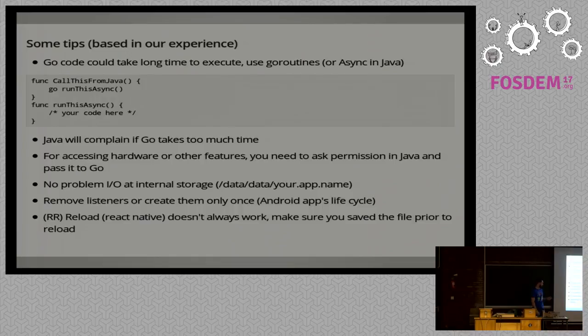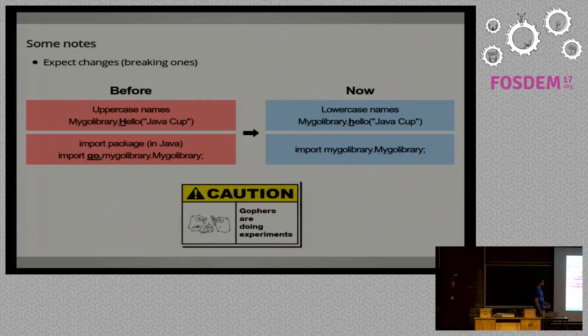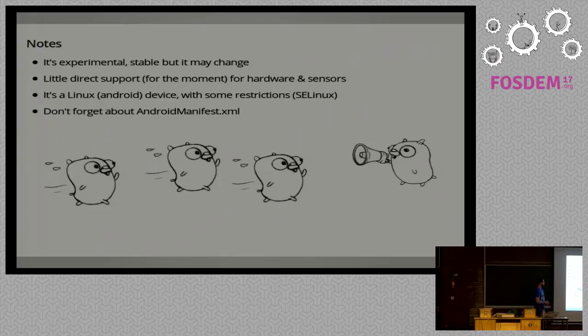Some notes, as said before: Gomobile is experimental, and in the last 5-6 months it has changed. This is what it was before, and this is later. This one is a small change, but it breaks your code. So that's what you should expect. But Gomobile itself is very, very stable. It's experimental, it may change. There is little support for hardware and sensors for the moment, like access to the camera or USB or maybe the gyroscope.